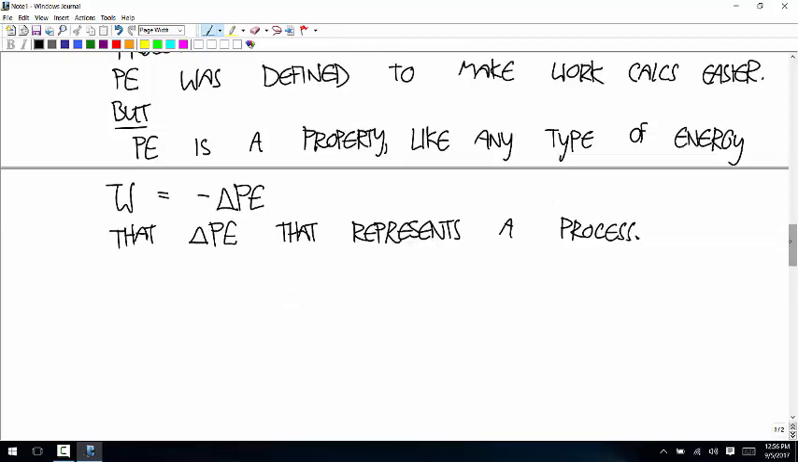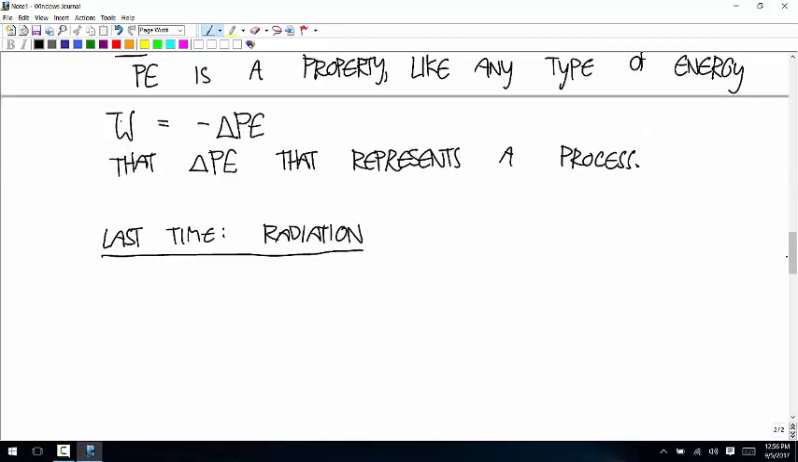So we were in the middle of talking about radiation last time. We were talking about the three ways that energy transfer through heat can occur. We talked about conduction, we're in the middle of talking about radiation, and then we're going to talk about convection.